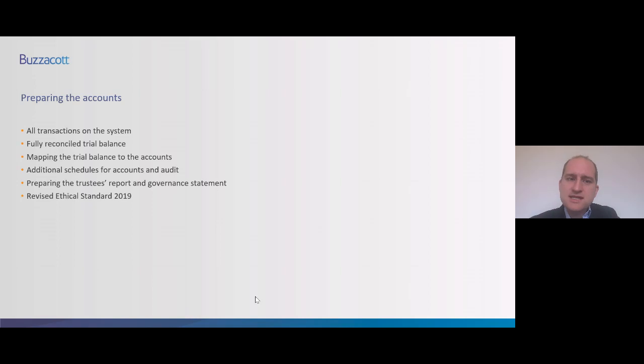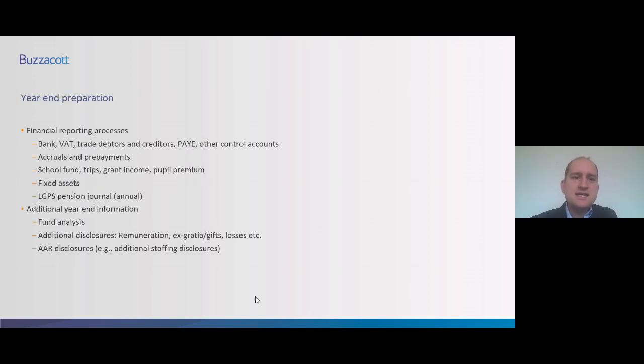So over to the next slide. In terms of the year-end preparation, really this slide here just to highlight there's a lot of reconciliations and information that you have to coordinate. Obviously, some of that is things that you'll be doing throughout the year, such as your monthly bank reconciliations, VAT, other things like that. Other things will be probably just done once a year for the accounts preparation, such as the local government pension scheme journal to post the liability for the local government pension scheme, and things like the remuneration disclosures around higher paid staff and staff numbers, that kind of thing.